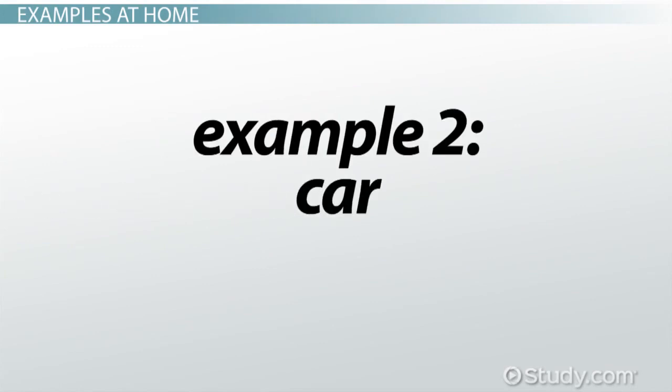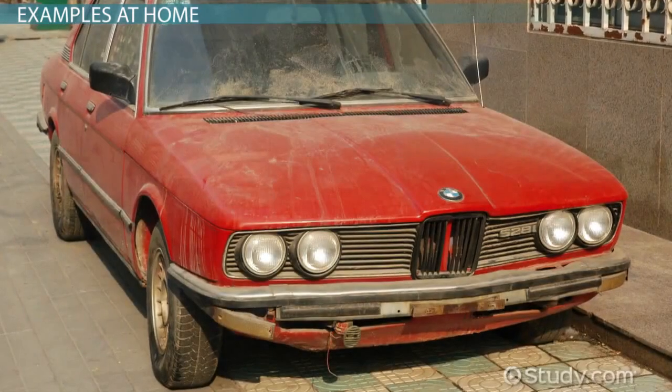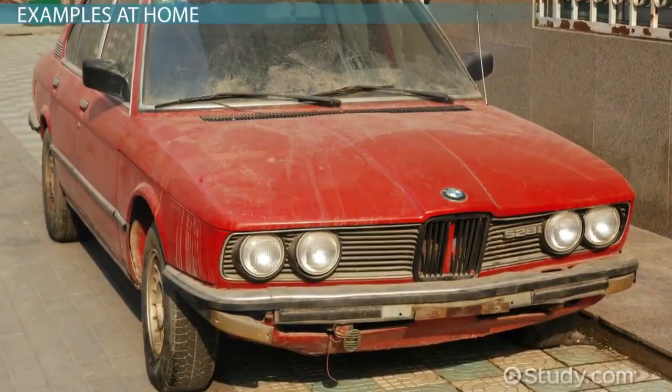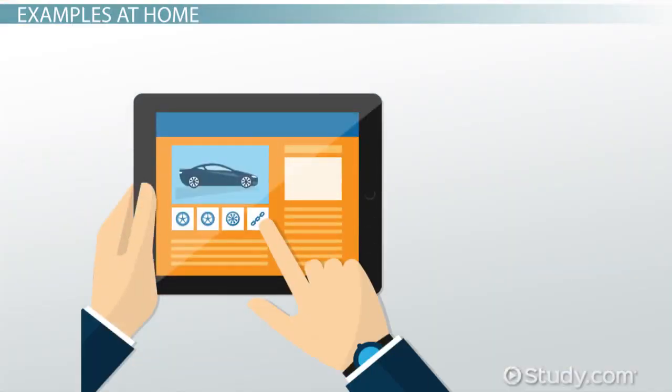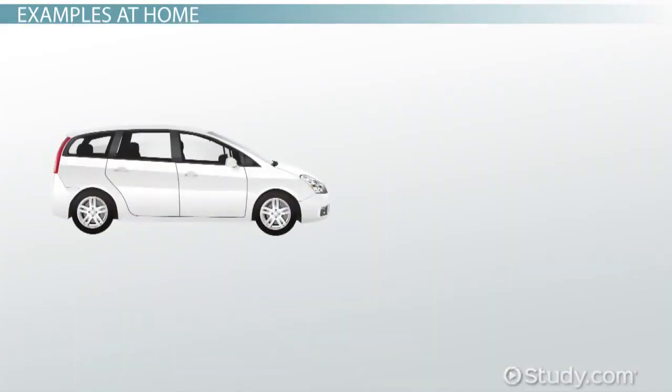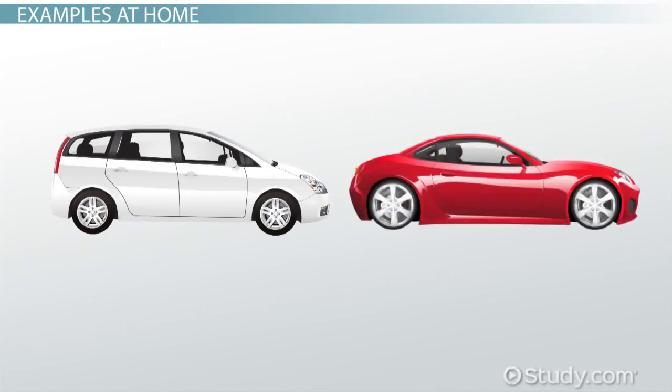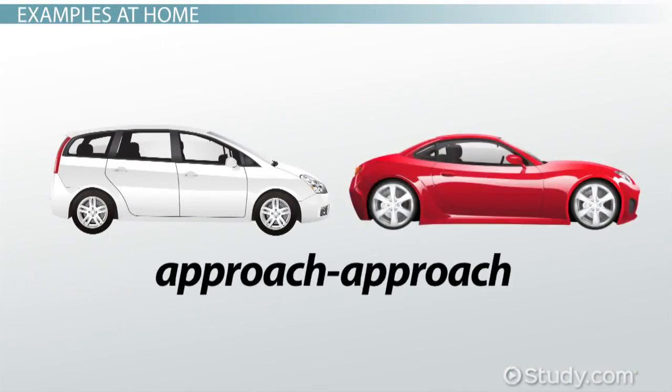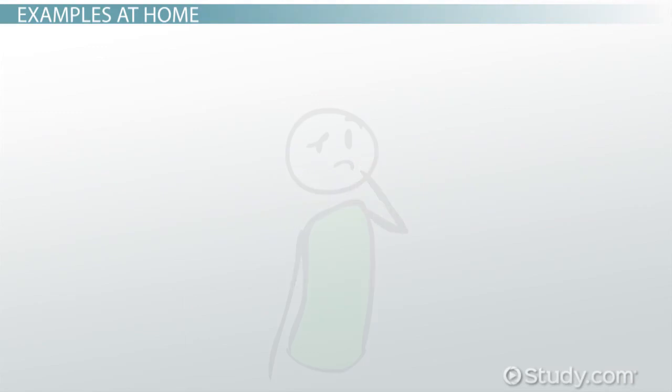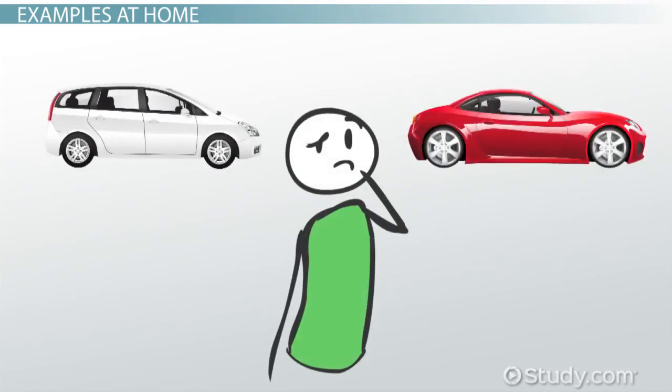Example 2. Car. Your car is about to give out, and you're ready to buy a new one. You've been researching and have narrowed it down to two options. One has more trunk space. Another has a more appealing design. Again, you have approach-approach conflict. You need to make a decision between two cars that are both appealing, but for different reasons.